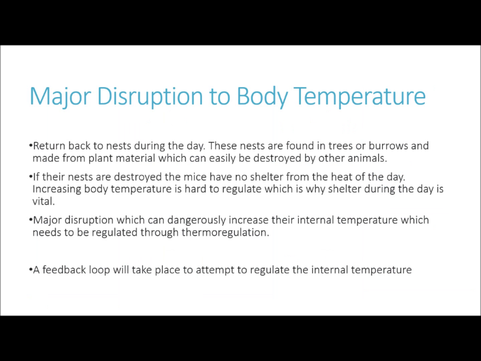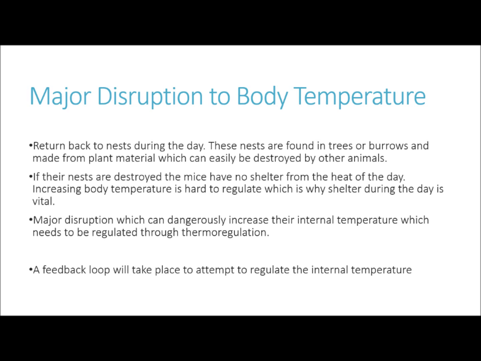Deer mice are nocturnal and retreat back to their nests during the day. These nests are found in trees or burrows and made from plant material which can easily be destroyed by other animals. If their nests are destroyed, the mice have no shelter from the heat of the day. As explained earlier, increasing body temperature is harder to regulate for deer mice, which is why shelter during the day is vital. Having their nest destroyed is a major disruption to the deer mice, which can dangerously increase their internal temperature, which needs to be regulated through thermoregulation.